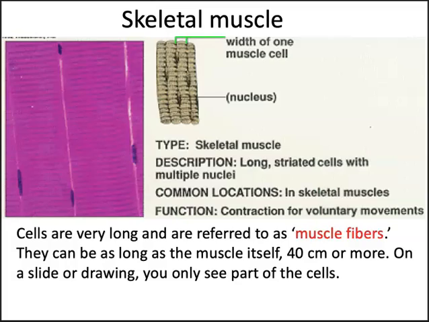So the muscle cells themselves, the muscle fibers, can be as long as the muscle itself, 40 centimeters or more sometimes. And so on a slide or a drawing, you're only seeing part of the cells. It gets cut off. So here, since they're running up and down in this micrograph, they get cut off at the top and bottom of this picture here.